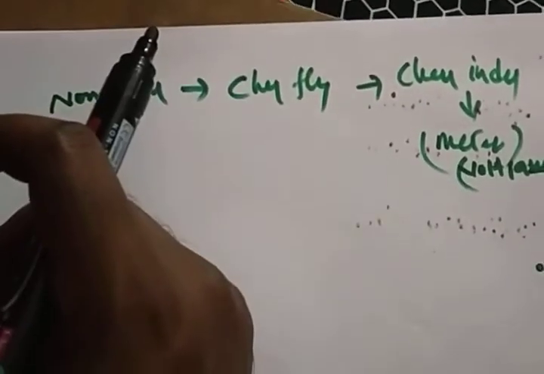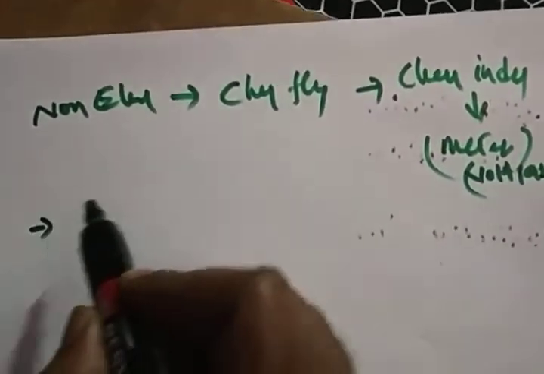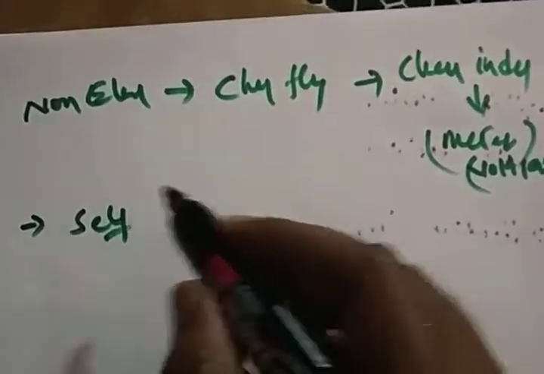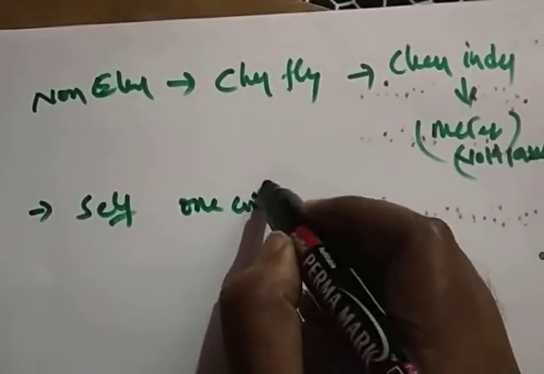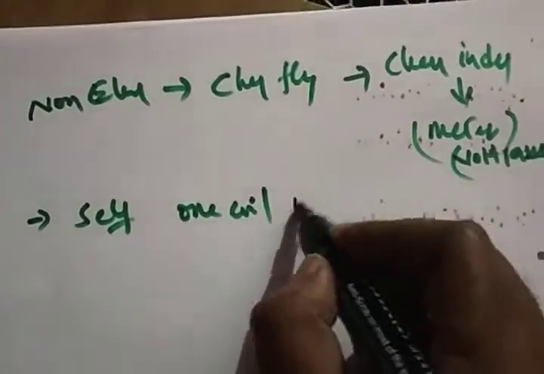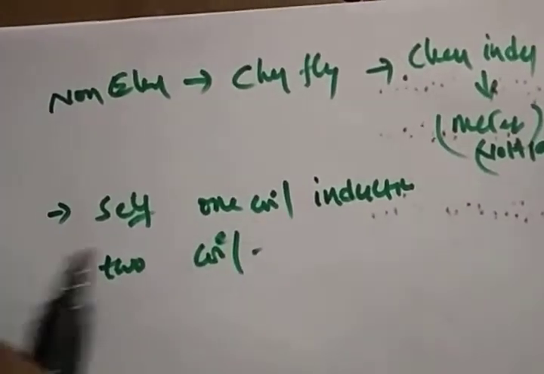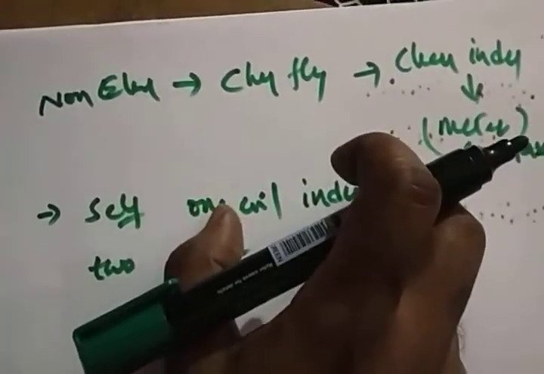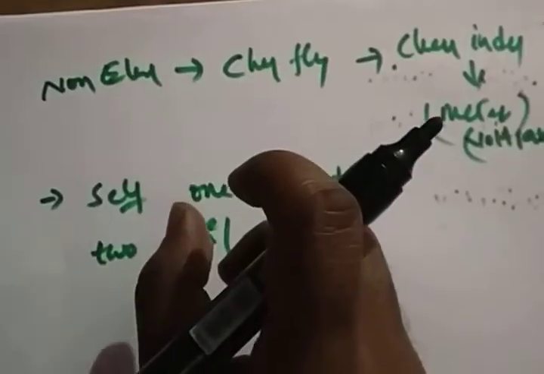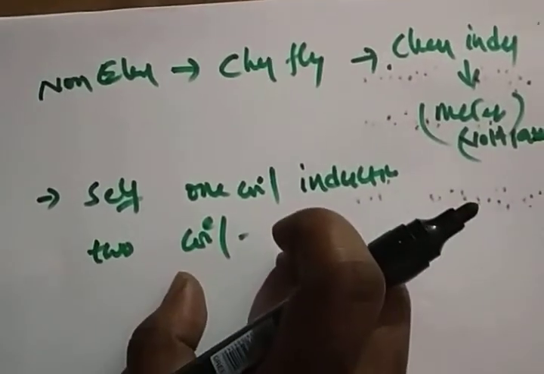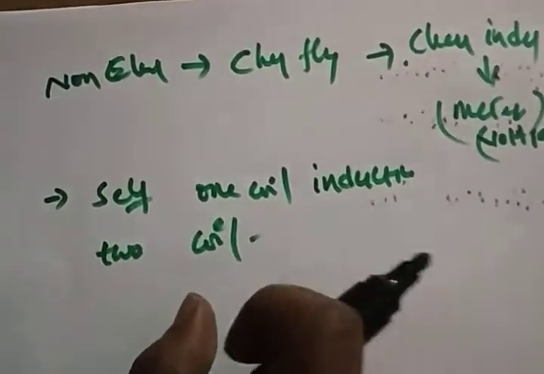So there are two types of inductive transducers. The first one is a self-inductive transducer, or one coil inductive transducer. And the second one is a two coil inductive transducer. One coil inductance means a self-inductive transducer, and a two coil inductive transducer means a mutual inductive transducer, right?